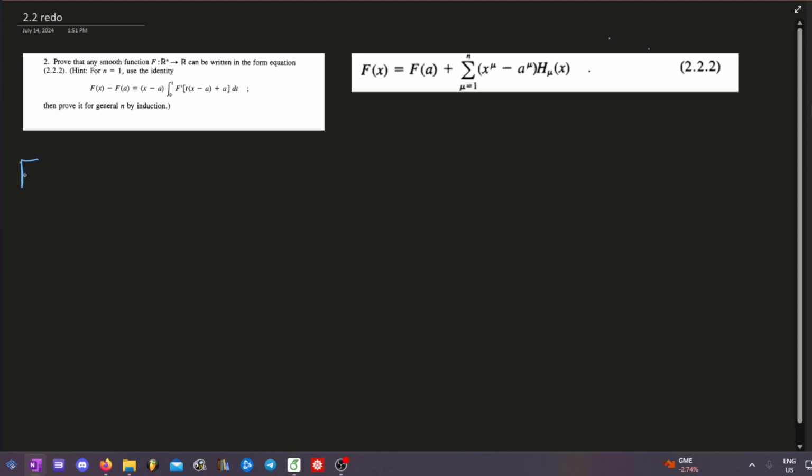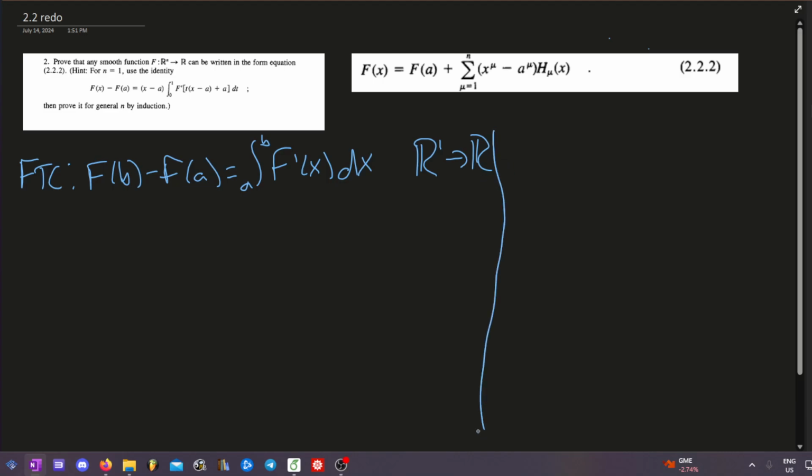So we can start by writing down our fundamental theorem of calculus. Just f at b minus f at a equals the integral from a to b of f prime x dx, which is a mapping from R1 to R. Now we're going to work towards the identity that he offers us here. So let's make a rescaling where we let x equal t times b minus a, plus a, which means that dx is just b minus a dt.